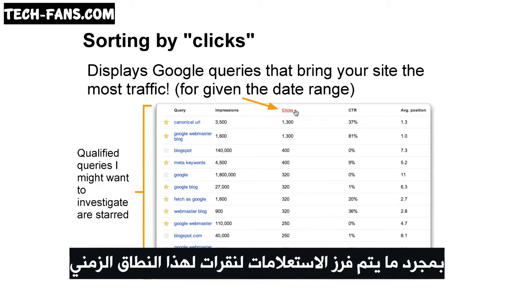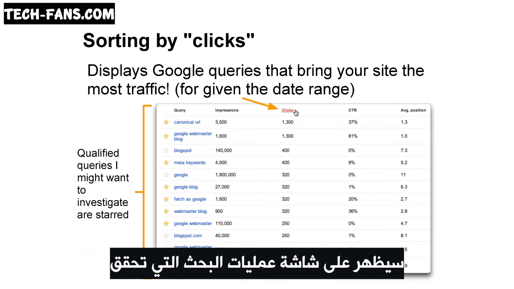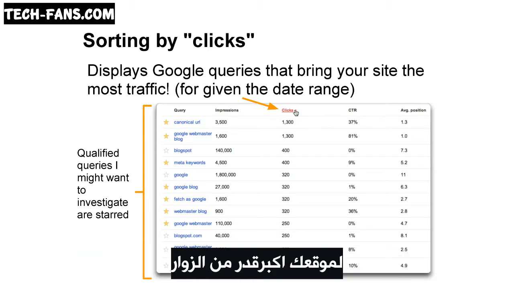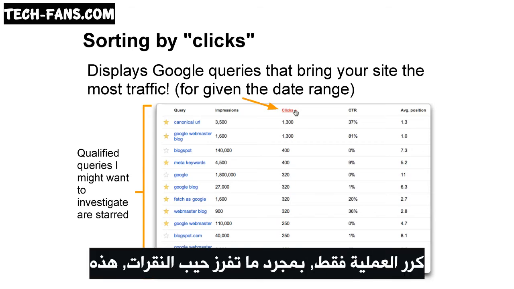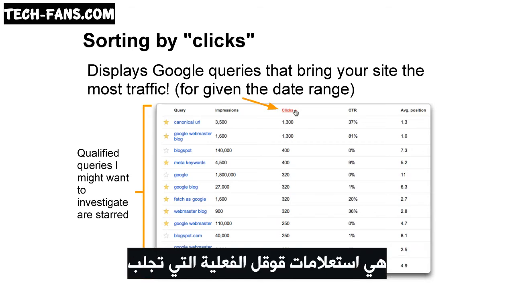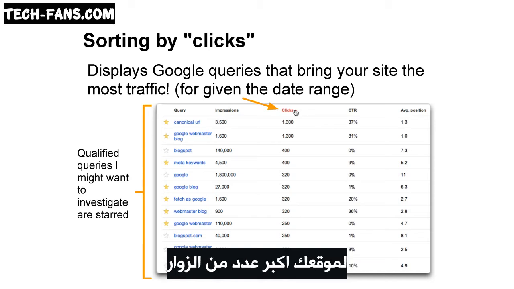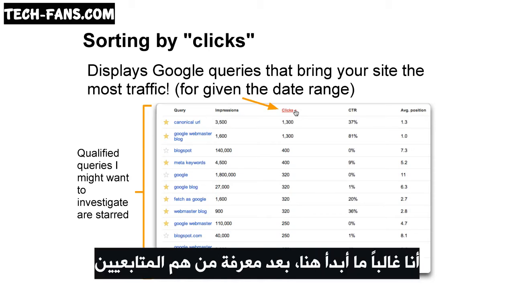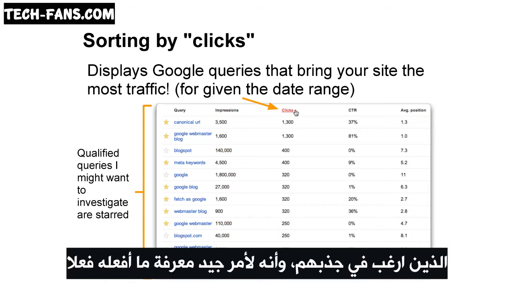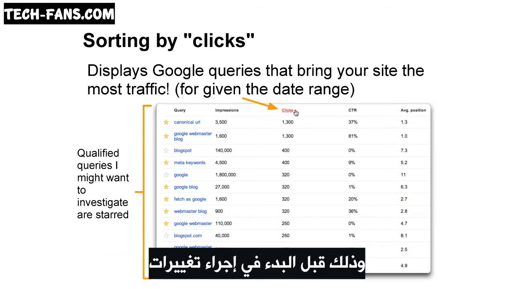Once queries are sorted by clicks, for this date range, you'll have on display the Google searches that bring your site the most traffic. Just to repeat, once you've sorted by clicks, these are the actual Google queries that bring your site the most traffic. I often start here because after knowing what audiences I want to attract, it's good to know what I'm already doing well before I start making changes.